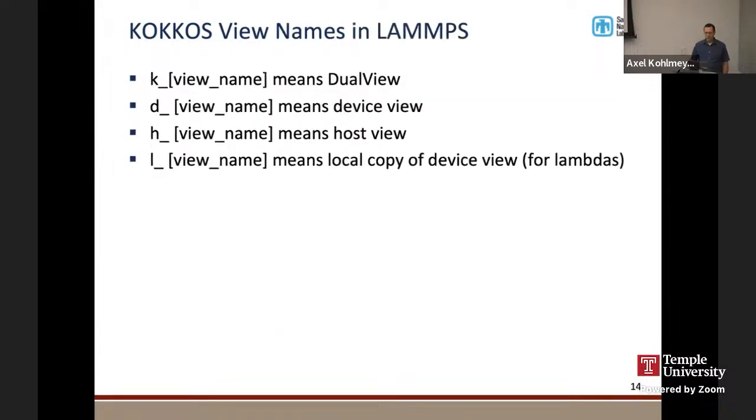Okay, and then there's some nomenclature of the view names in LAMMPS. So K underscore, so this could be like KX for positions, means it's a dual view. D means it's a device view. H underscore is a host view. And then sometimes you might see L underscore, and that means a local copy of a device view. We use that for lambdas because there are some gotchas, so we have to make a local copy.